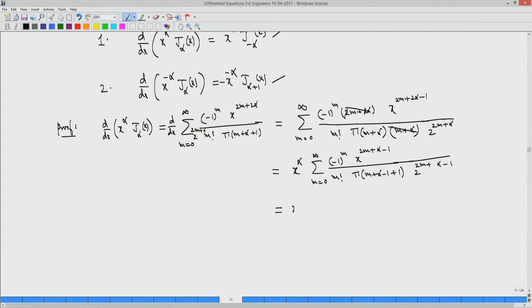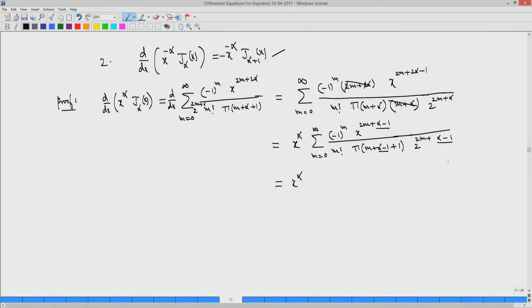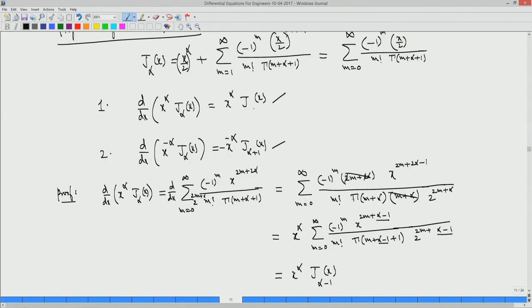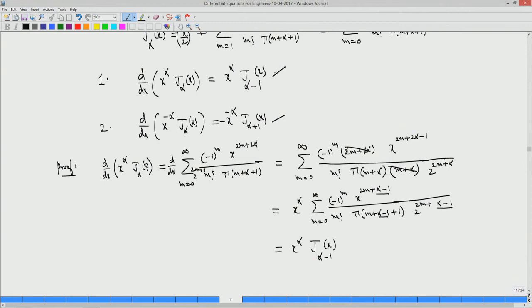So, this is equal to x power alpha times, this is exactly equal to the expression where alpha is replaced with alpha minus 1. Wherever you have alpha, you have alpha minus 1. So, this is nothing but J alpha minus 1 of x. So, this is not minus alpha, this should be alpha minus 1. Okay, so there, your first property is done.